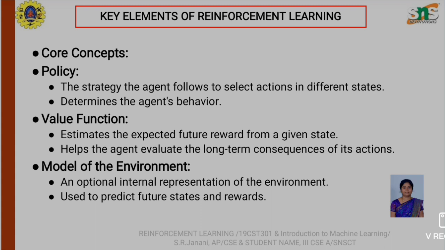The next concept is value function. It estimates the expected future reward from a given state. It helps the agent evaluate the long-term consequence of its actions. In other words, we can say that value function is a function that estimates the expected cumulative reward from a given state. The next concept of reinforcement learning is model of the environment. It is an optional internal representation of the environment which is used to predict future states and rewards. In other words, it is a representation of the environment that helps in planning by predicting future states and rewards.